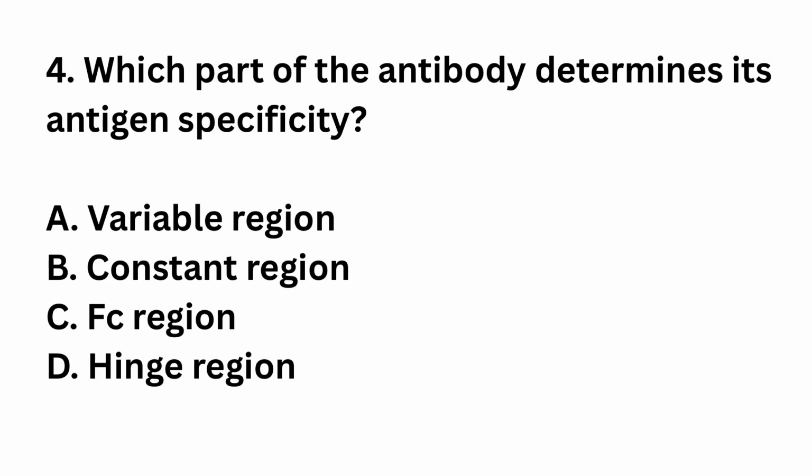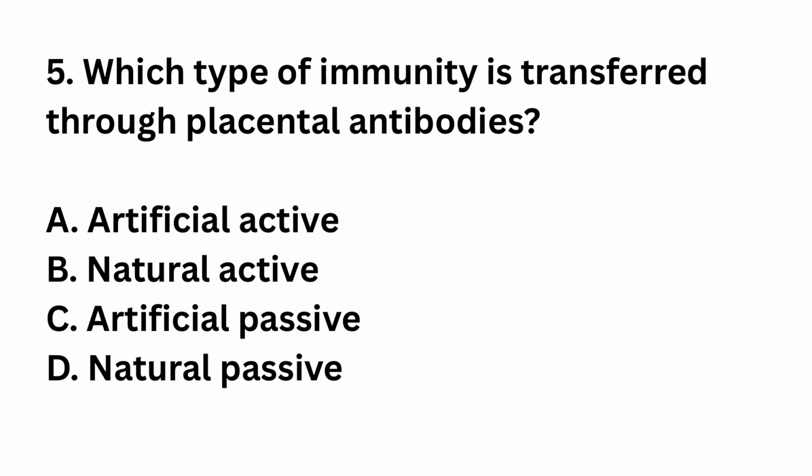Question number 4. Which part of the antibody determines its antigen specificity? Variable region, constant region, Fc region, hinge region. The right answer is option A, variable region. The variable region binds to specific antigen epitopes. It differs between antibodies.